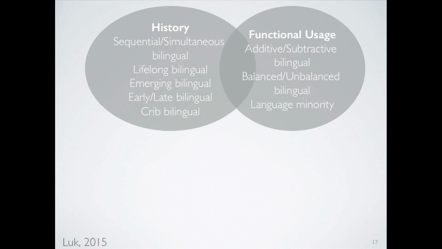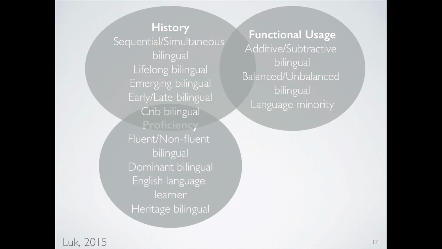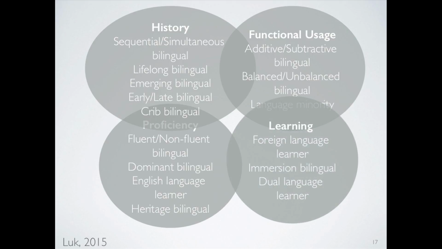For researchers who are interested in the functional usage of bilingualism, they use a different set of labels, such as additive or subtractive bilingual. You may have heard of these terms. Balanced, unbalanced bilingual, and language minority. For researchers who care about language proficiency, they use labels such as fluent, non-fluent bilinguals, dominant bilinguals, English language learners, or heritage bilinguals. And for researchers who care about how individuals get to the point where they're using the two languages, such as the learning process, they look at foreign language learners, immersion bilingual, or dual language learners. So those are all different labels.